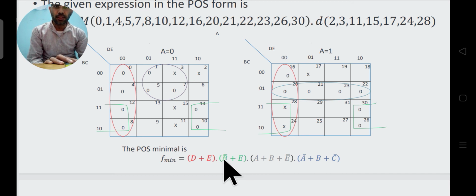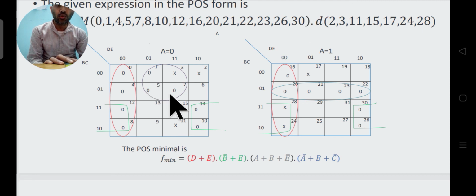Now, is there any other possibility to form any octet? You can see that there is no other octet which you can form. Now let's see any other quad. So this quad is possible. So we will form this quad, and we'll see whether there is any overlap possibility. No, there is no overlap possibility.